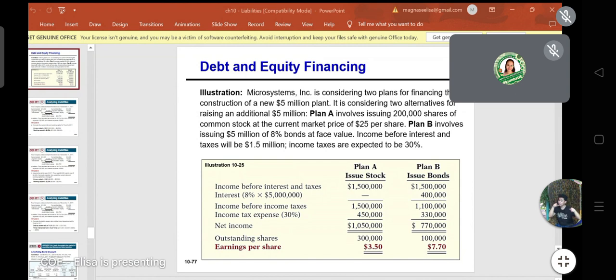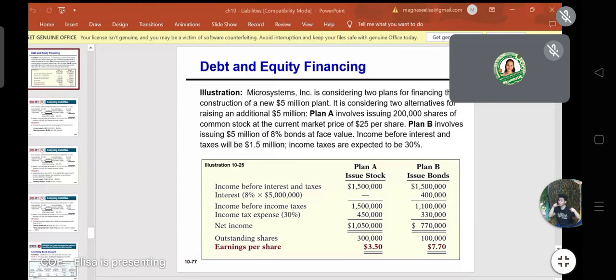This will give a bad signal to investors. So we can say, where can they do better? So in the perspective of the investors, plan A is not a good option for the company. What is best here is that you have to strike a balance between issuance of stock and issuance of bond.